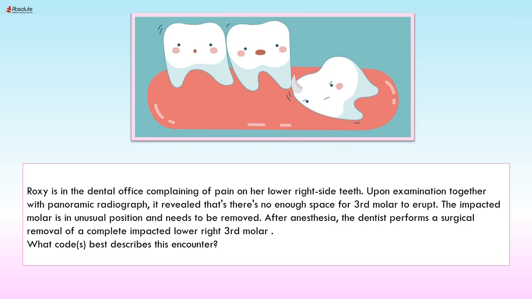We have Roxy in the dental office complaining of pain on her lower right side teeth. Upon examination together with a panoramic radiograph, it revealed that there's not enough space for the third molar to erupt. The impacted molar is in an unusual position and needs to be removed. After anesthesia, the dentist performed a surgical removal of a complete impacted lower right third molar. What is the code or codes that best describe this encounter?